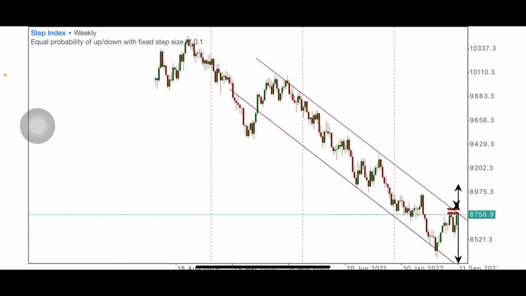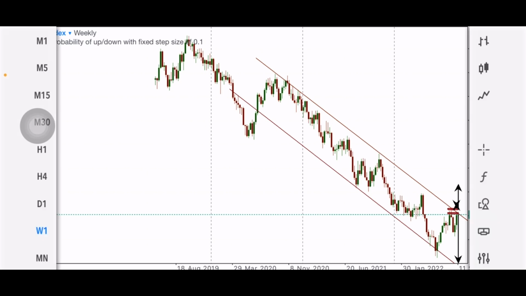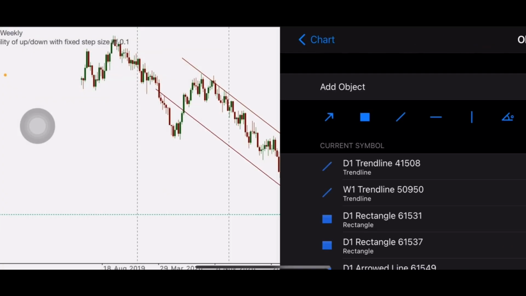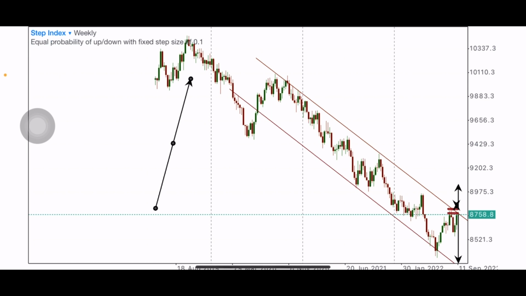So quickly on step index, as always, we go to the overall market direction. The weekly time frame says that price is clearly bearish. Since the introduction of step index into the synthetic indices in around August 2019, you can see that price has been falling since it came to be. You can see price has been going down. So quickly, I'm going to show you what we have in mind, what price is likely to do.